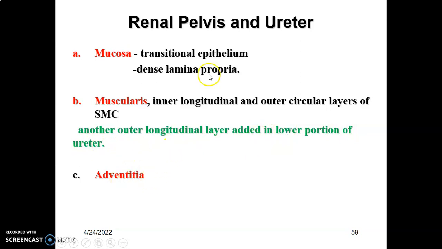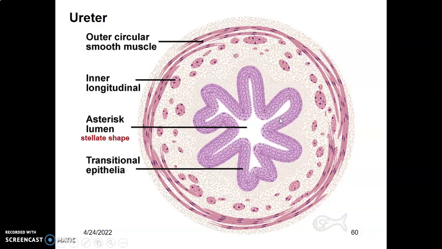Then you get to adventitia. So renal pelvis and the ureter have 3 layers: mucosa, muscularis, and adventitia. The mucosa is divided into 2, transitional epithelium and dense lamina propria, while the muscularis is divided into inner longitudinal and outer circular smooth muscle cells. So this is the histology of the ureter.